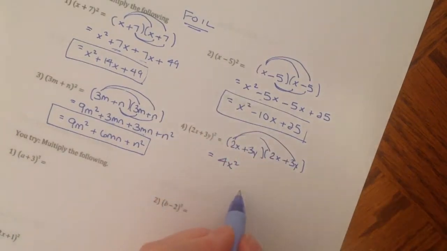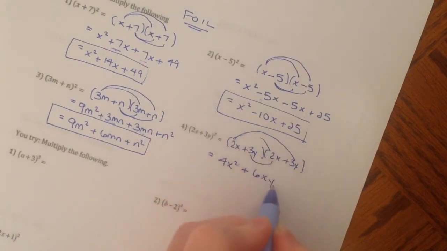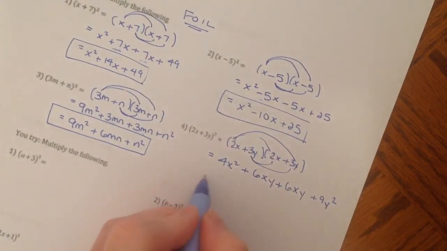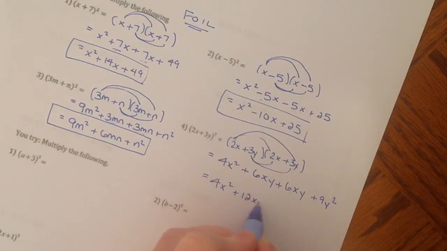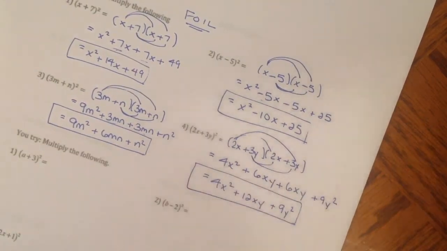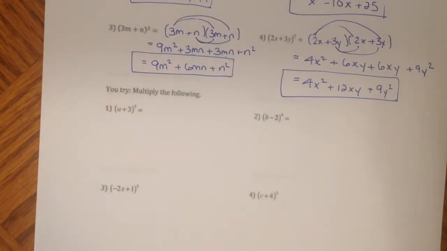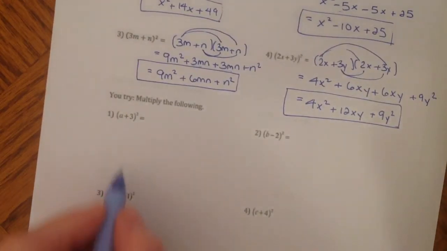Outer times outer, the 2 times the 3 will give you 6xy. Inner times inner is 6xy. Last times last, 9y squared. And again, combine those middle terms, and you're set. All right, so now here's 4 for you to go through and try. So pause the video, go through and try these 4, and then you can hit play to sort of check your answers there.